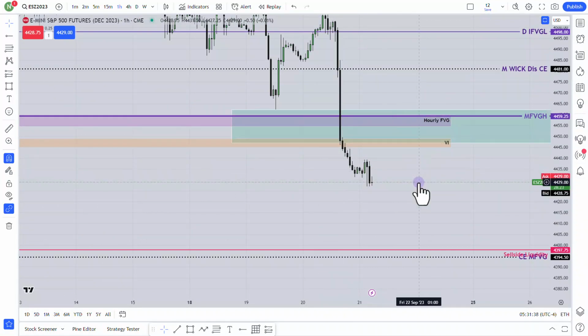What I don't want to see is price go above this monthly fair value gap high. I don't want to see that. I want to see price keep below the monthly fair value gap high.